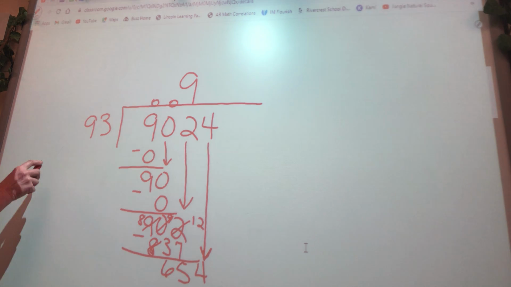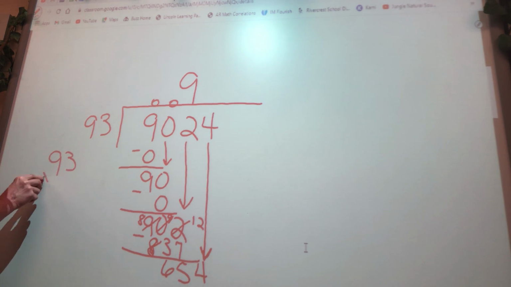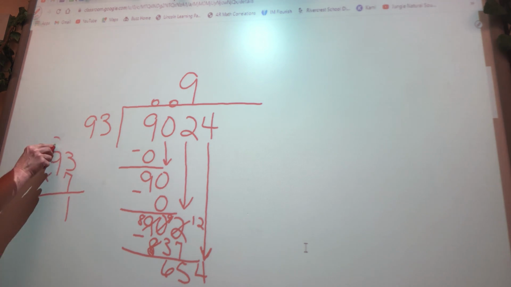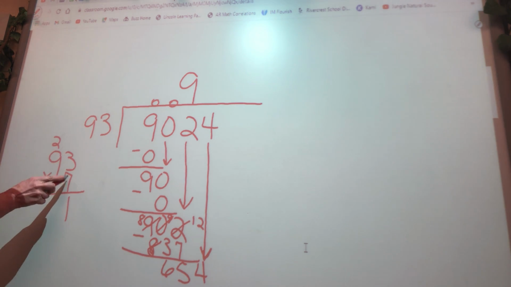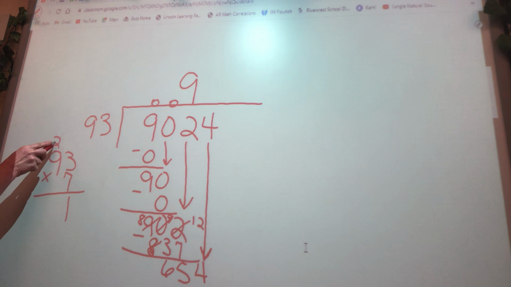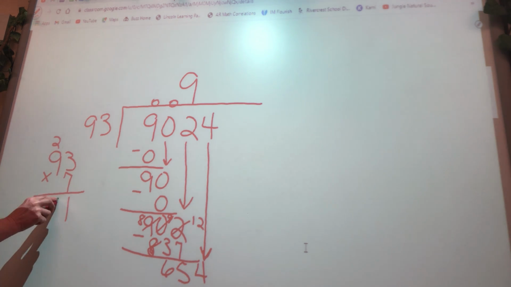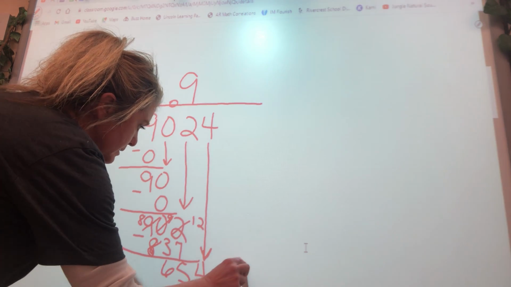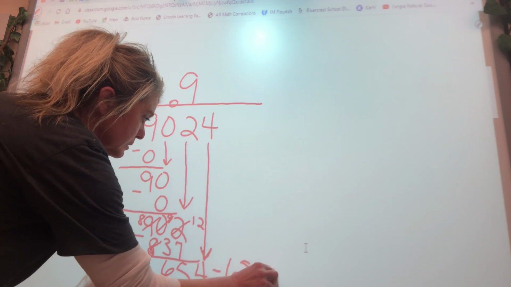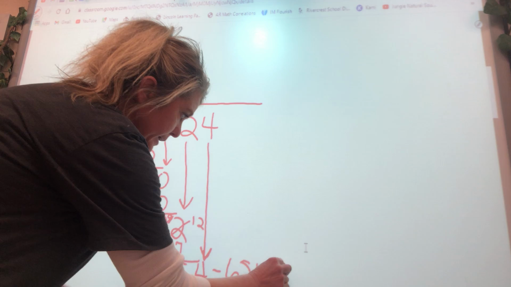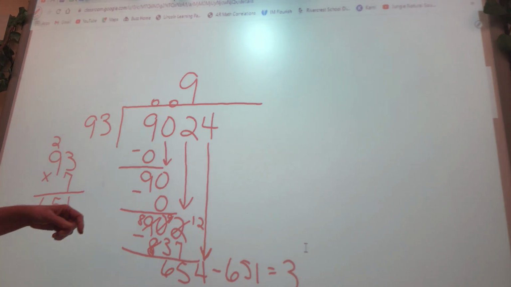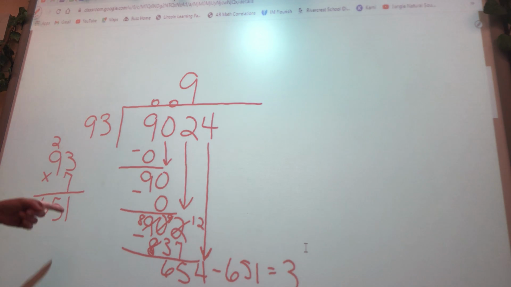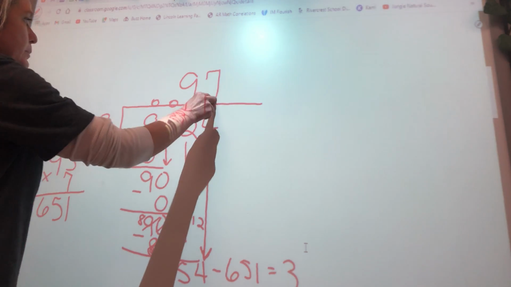Let's try a 7. 93 times 7. 7 times 3 is 21. Carry the 2. 7 times 9 is 63, plus the 2 is 65. So 654 minus 651, that would leave me 3. Okay, so that's less than the divisor. So that works, doesn't it? So 7. 7 is my number.